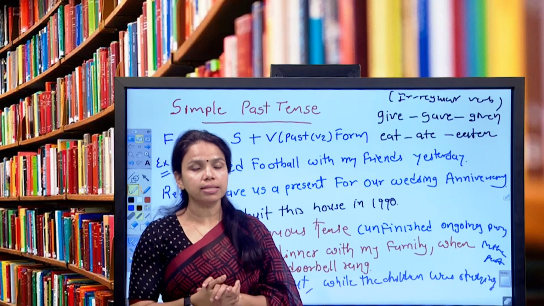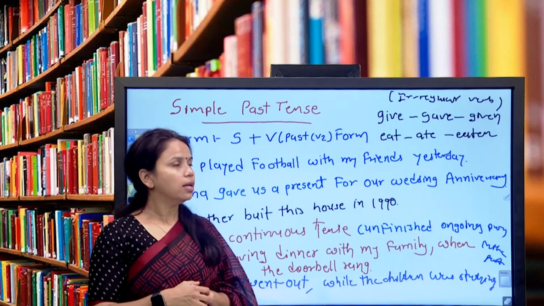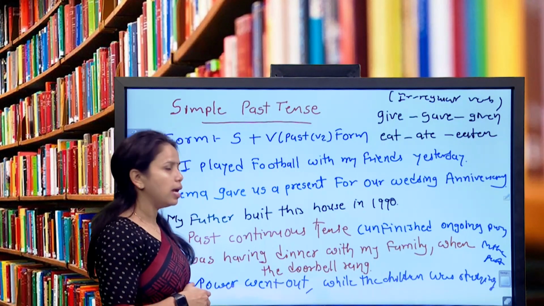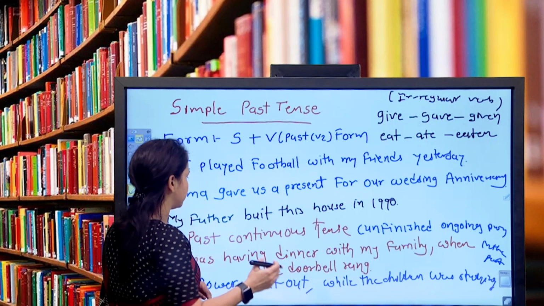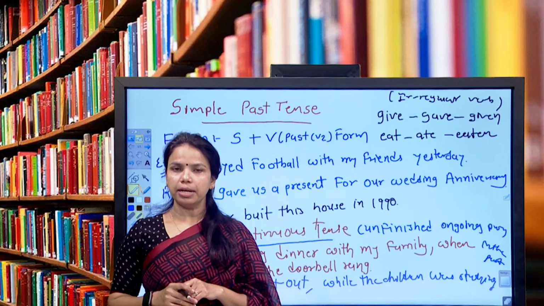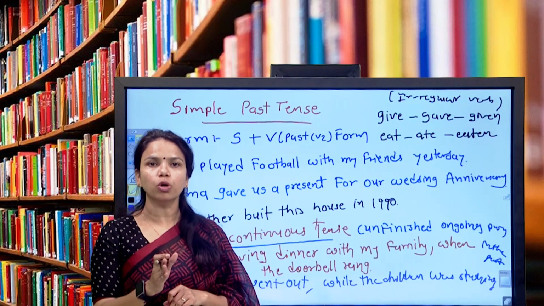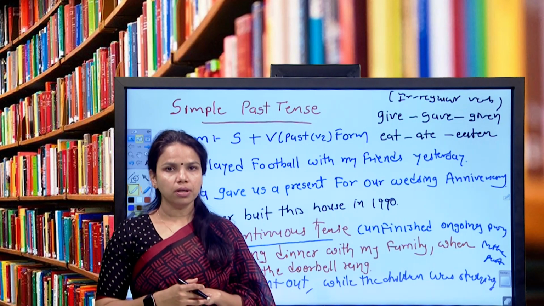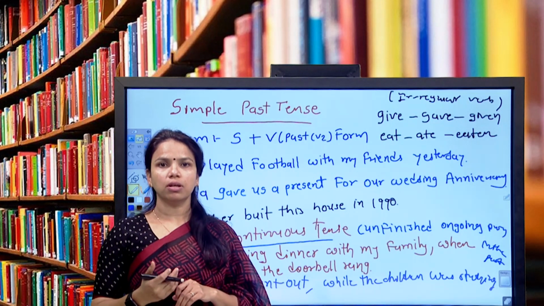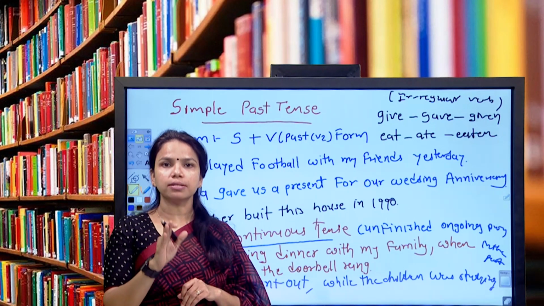So, in this session we are going to discuss another two tenses. The names are simple past tense and past continuous tense. So, what is a simple past tense? In Gujarati you can say sado bhutkal, right. Whatever action happened in the past, for that we have to use simple past tense.